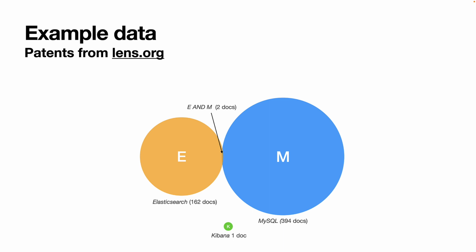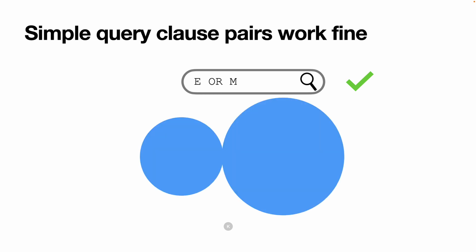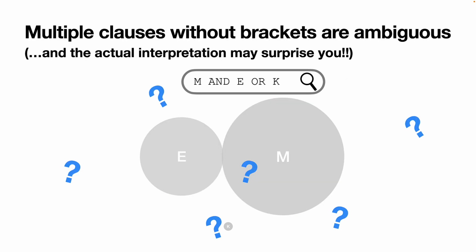So that's the data that we're querying, and if we have 2 clauses, pretty straightforward, E and M, then we get 2 results back, which is the intersection of E and M, so that works perfectly fine. Equally, if we search for E or M, we get back both those circles there, all the Elasticsearch documents, all the MySQL documents, and that works absolutely fine too.